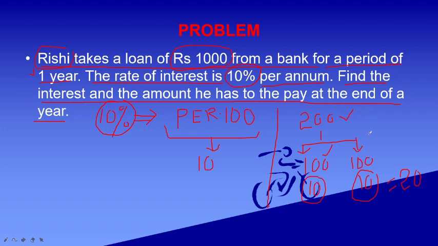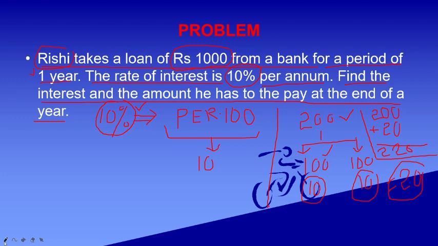Suppose you take loan for 1 year, so after completing 1 year, what amount you will pay? You will pay here 200, which is your principal amount, plus chargeable amount is here 20 rupees. So 200 plus 20 is 220. So you have to pay 220 rupees, if the rate of interest is given 10%.